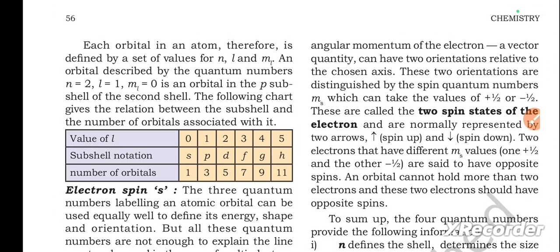Each orbital in an atom is therefore defined by a set of values for n, l and m_l. An orbital described by the quantum numbers n equals 2, l equals 1, m_l equals 0 is an orbital in the p subshell of the second shell. The following chart gives a relation between the subshell and the number of orbitals associated with it.